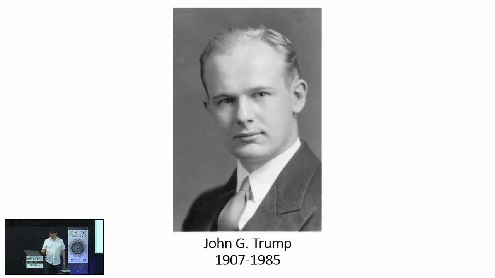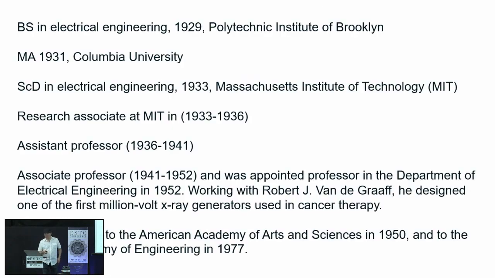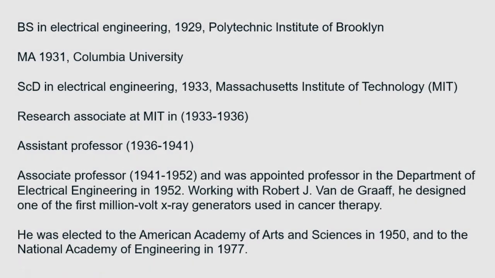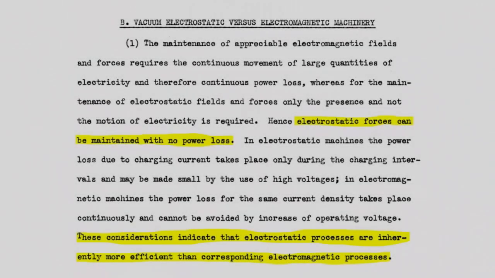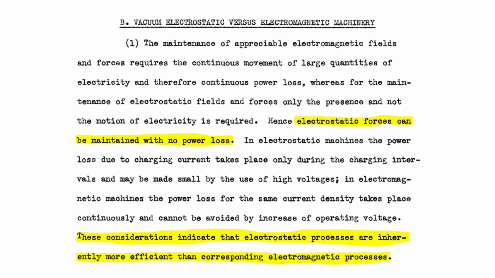So the inventor of this machine, who knows who John G. Trump is? Probably 95% of people don't. This is Donald Trump's uncle, Donald Trump's father's brother, John G. Trump. I'm not going to read every single one of these, but right here he's saying electrostatic forces can be maintained with no power loss.